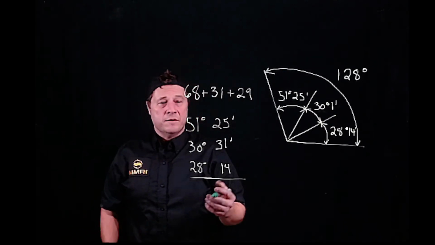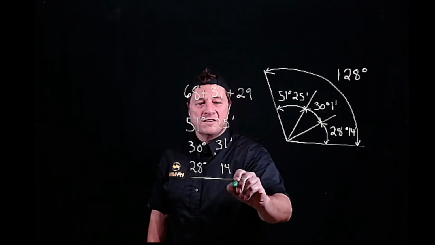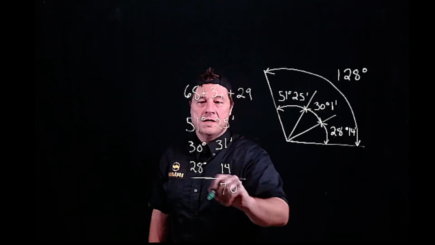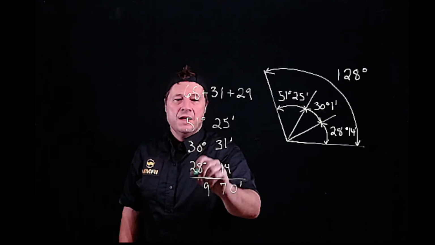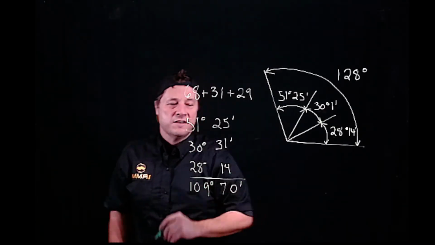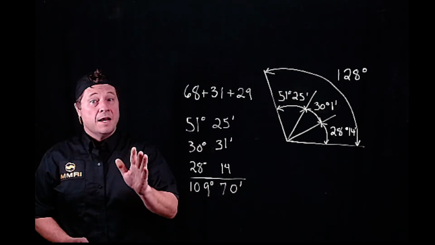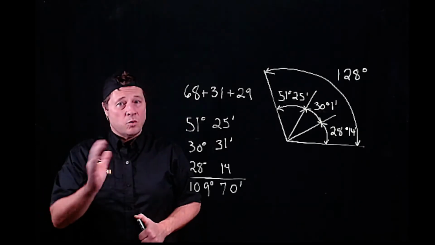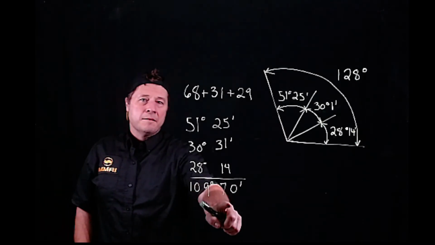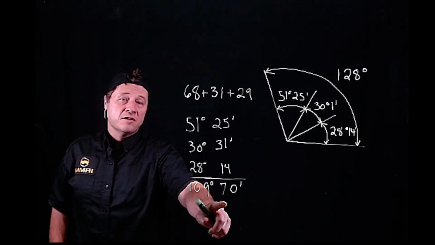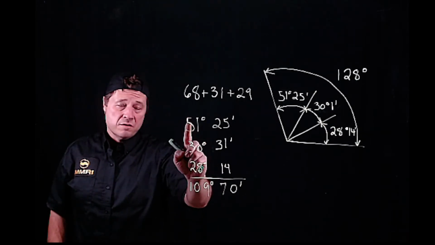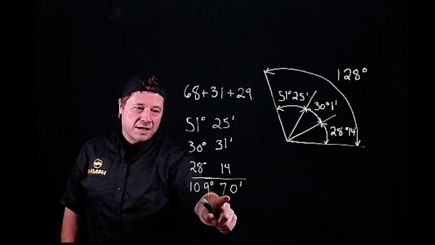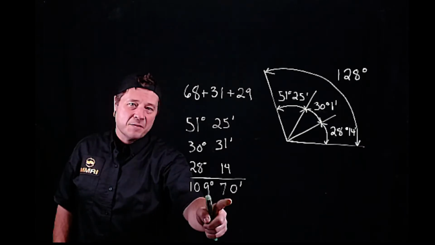Well, I still add the same way, right? 4 plus 1 is 5, and 5 is 10. 1 and 1 is 2, plus 3 is 5, plus 2 is 7. 8 and 1 is 9, and 5 and 5 is 10. So I have 109 degrees and 70 minutes. However, we've learned already that 60 minutes is equal to 1 degree. So anytime your minutes are 60 or larger, 61, 62, or whatever they are, then we need to take 60 minutes out of this and add 1 degree to this, right? Because every 60 minutes is 1 degree.